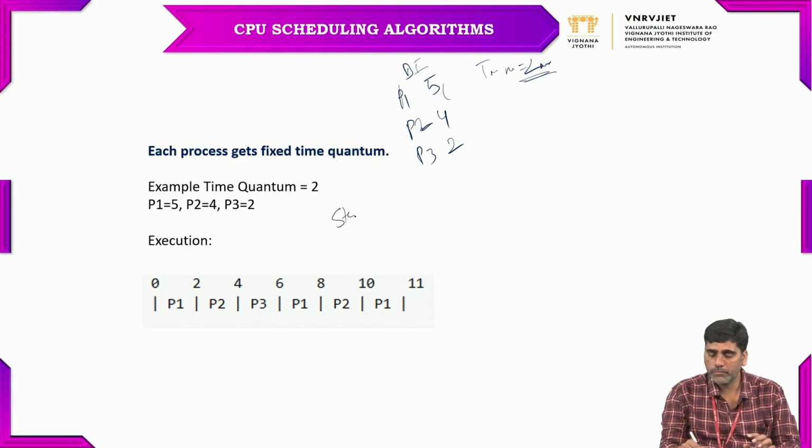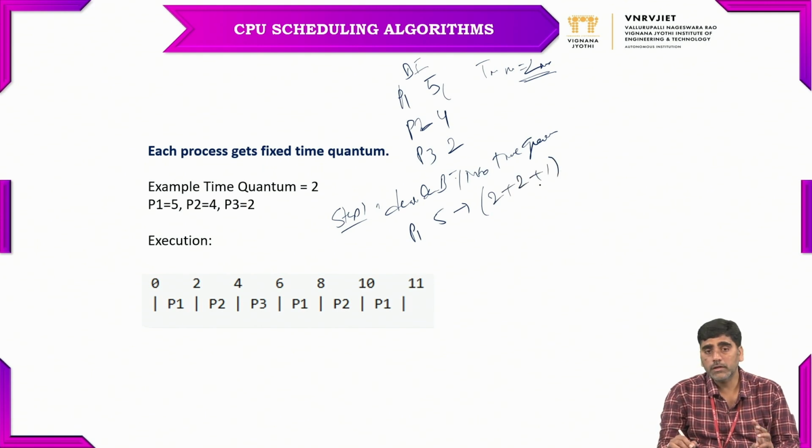So step 1 is: divide burst time into time quantums. That means P1's 5 milliseconds divided into time quantums is 2 plus 2 plus 1, so P1 has to utilize the CPU 3 times. Next, for P2, 4 milliseconds means 2 plus 2, so P2 has to utilize the CPU 2 times. And for P3, 2 milliseconds means it utilizes the CPU only 1 time.